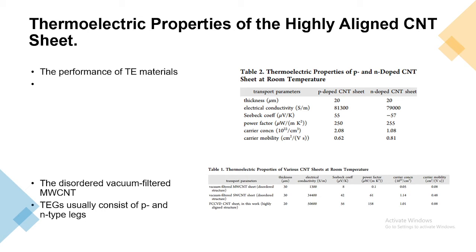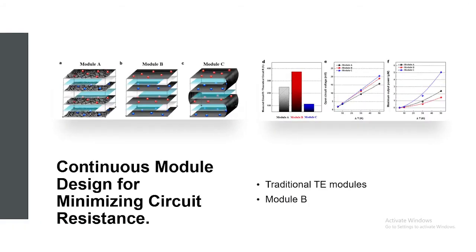A TEG usually consists of P and N type legs electrically connected in series and thermally connected in parallel to achieve maximum device efficiency. Moving on to continuous modules designed for minimizing circuit resistance. Traditional TE modules are generally arranged in a way that the temperature gradient is formed along the in-plane direction of each leg. The flexibility and mechanical stability of the CNT sheets allow for a great degree of freedom when designing the module structure.